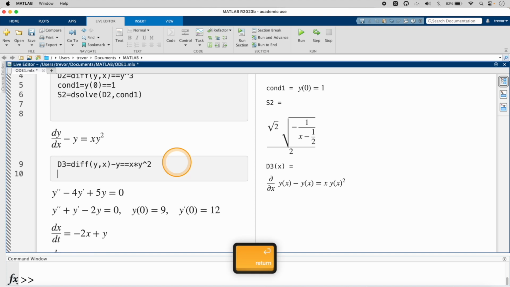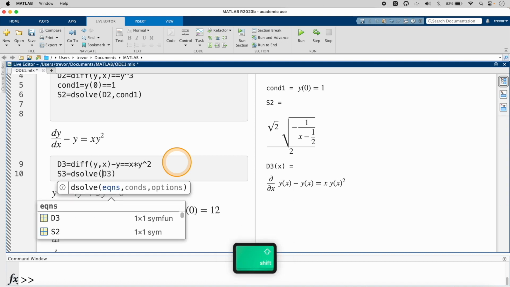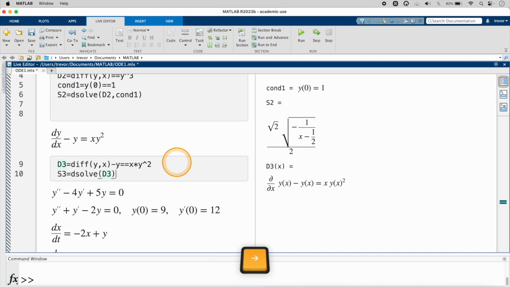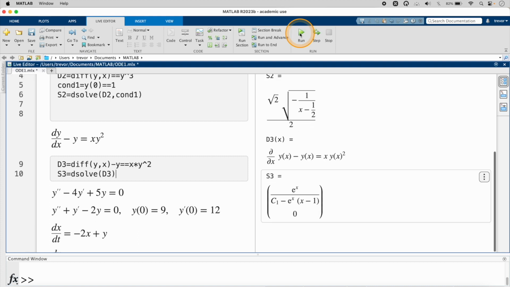Then go on and solve the differential equation, and I'll call the solution S3 is equal to dsolve, open parenthesis, we are solving D3. So for the solution of D3, I'll go on and run, and it gives us the solution: exponent of x divided by c1 minus exponent of x multiplied by x minus 1. And the other one is just a zero solution there.